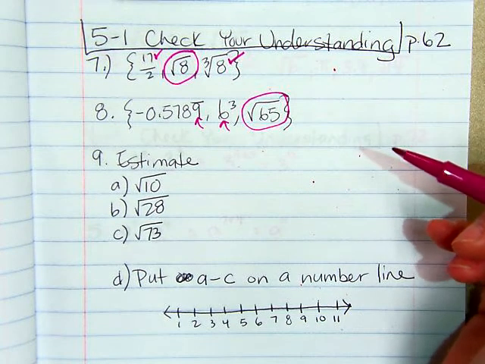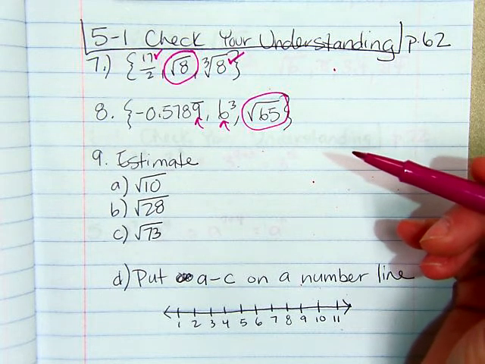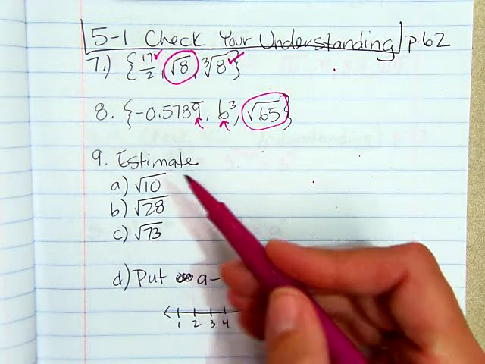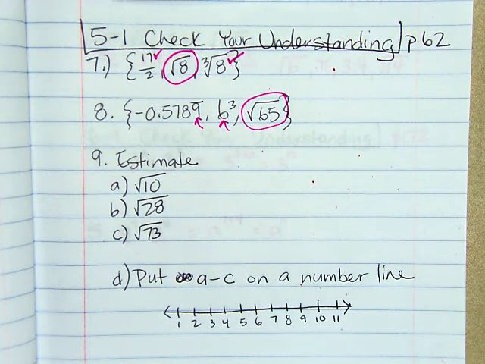Okay, so number 9 says estimate the following square roots to the 10th place without using a calculator. These are going to be problems that are on your test. There's going to be problems like this on a quiz. There's going to be problems like this on your embedded assessment. So these are pretty important ones to review.